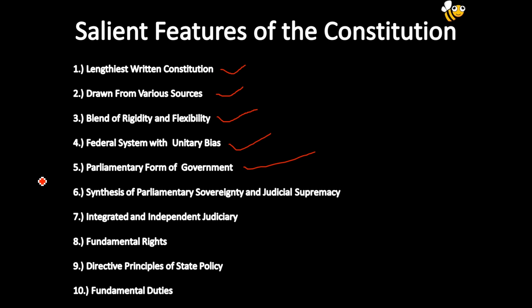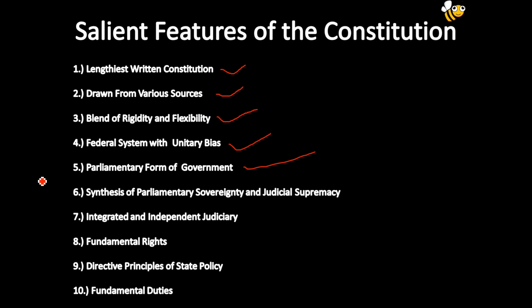Our country relies on the parliamentary system, which is also known as the Westminster model of government. We can call it the Westminster model because in London, Westminster is the place where the British Parliament is situated.